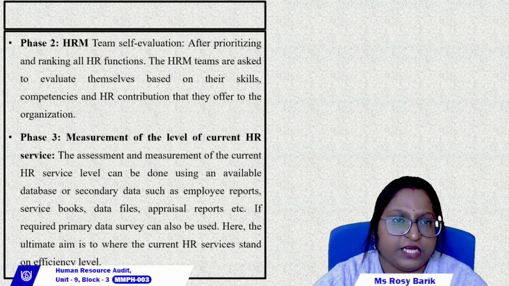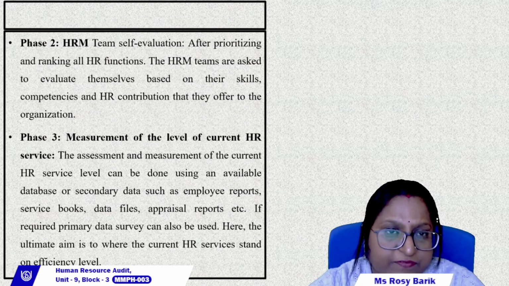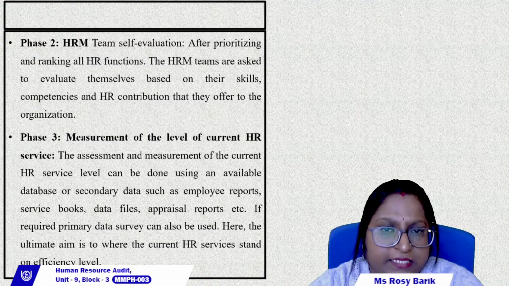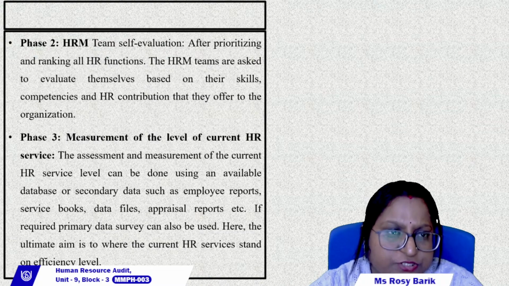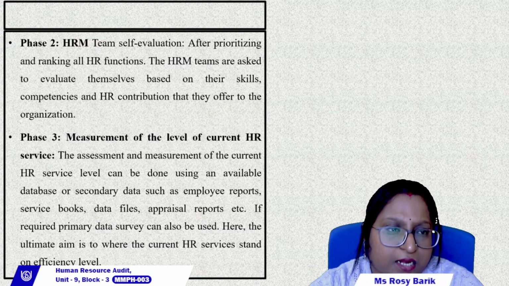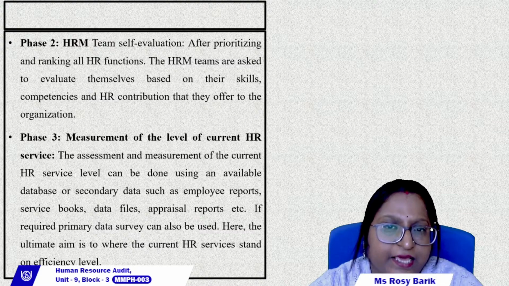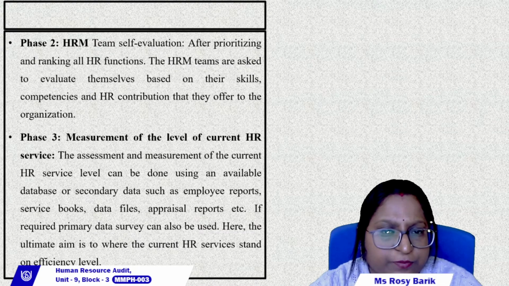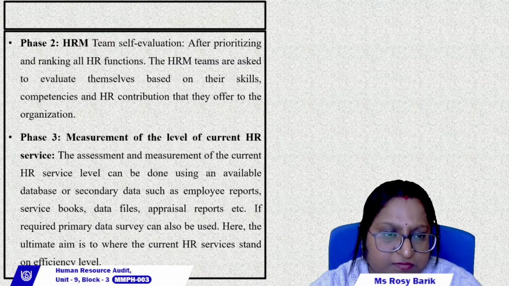Next is HRM team self evaluation. After prioritizing and ranking all the HR functions, the HRM teams are asked to evaluate themselves based on their skills, competencies, and HR contribution that they offer to the organization. Now comes the measurement of the level of current HR services.